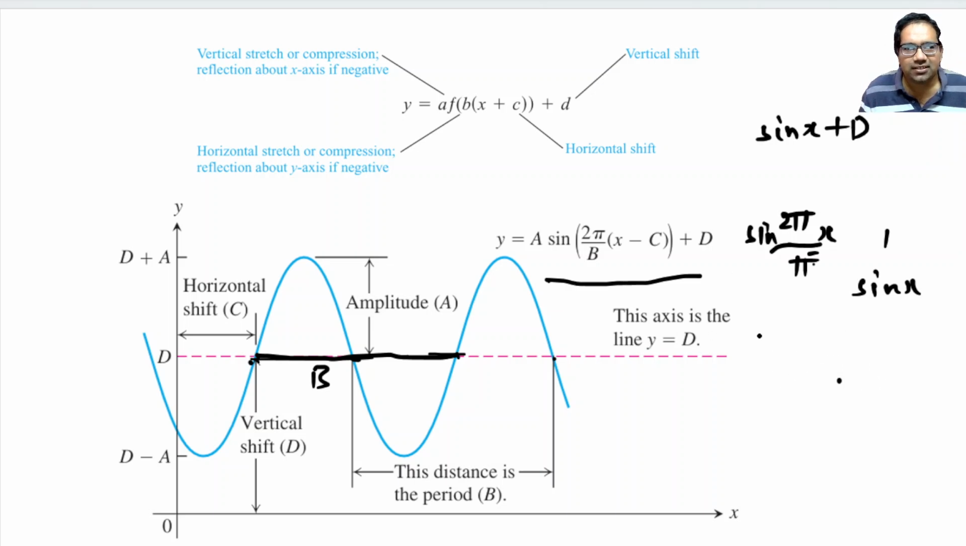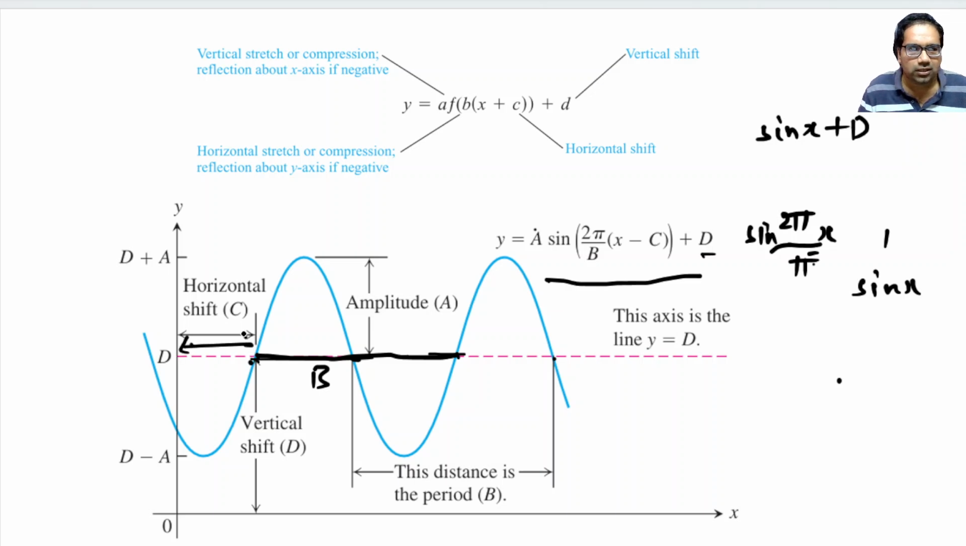Okay, so this is the general formula for a transformation of sine graph. We can use this for cos also, because cos is also a periodic function with period 2 pi. Now what does that mean here? Here D is the vertical shift. This graph is shifted how much vertically, and C is the horizontal shift, x minus C. This graph is shifted how much horizontally.